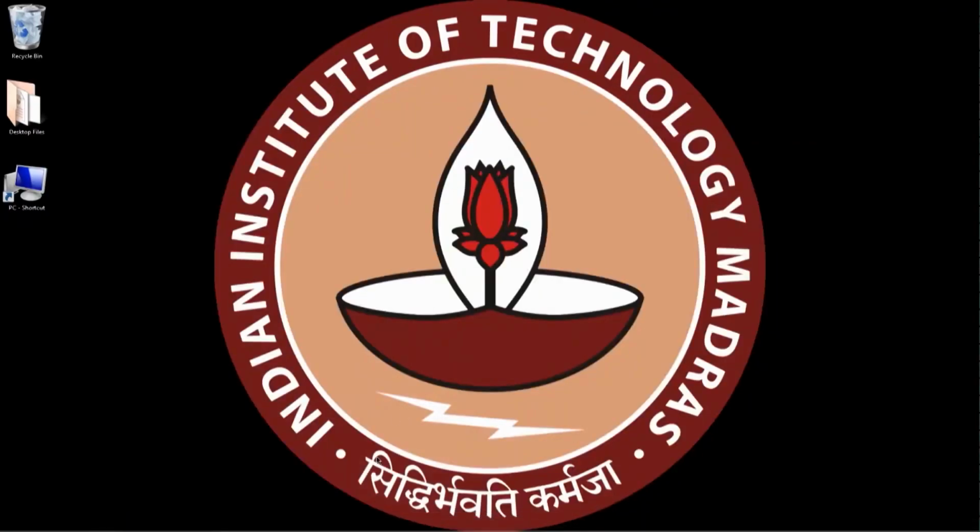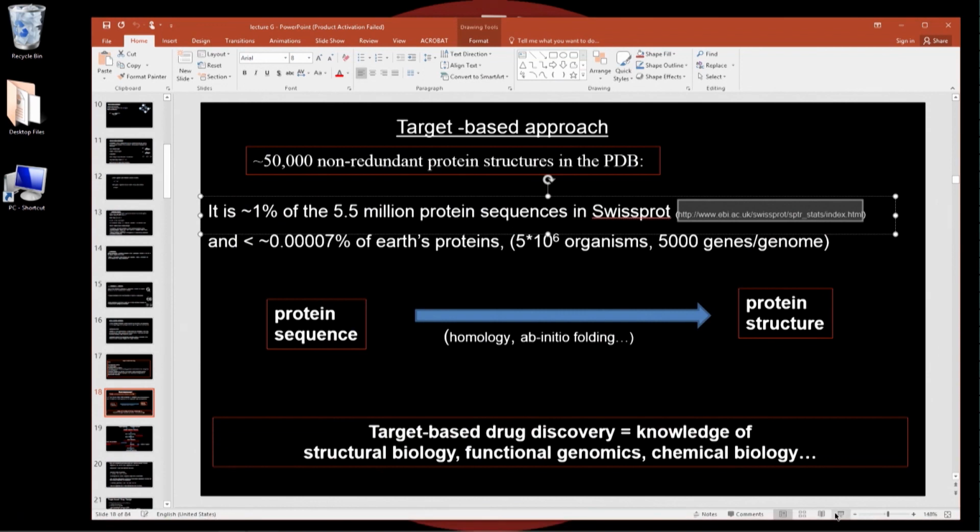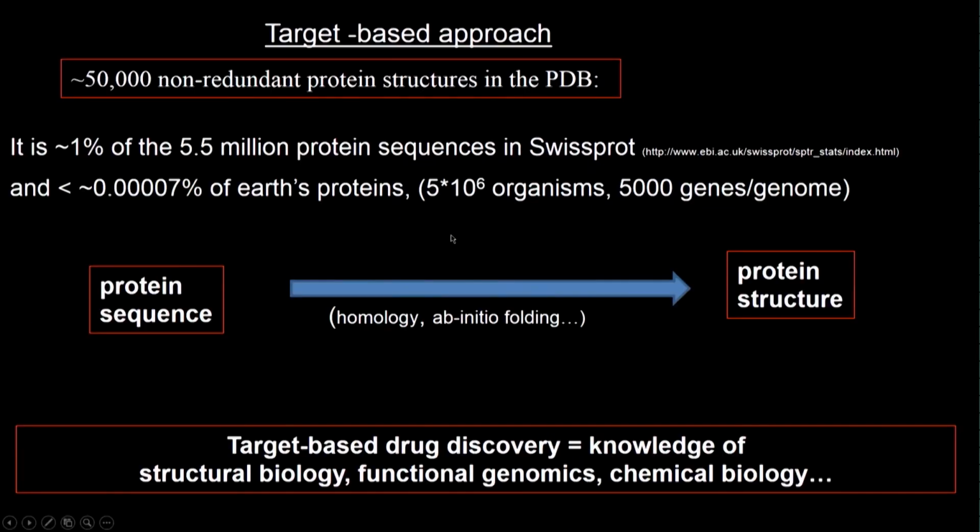So what it means is there are only 50,000 proteins with 3-dimensional structures in the protein data bank, but this Swiss Prot has almost 5.5 million protein sequences, that is 2-dimensional protein sequences, which is only 1%. So we still do not have the 3-dimensional structure of many proteins. Okay, and this number is only a very small amount of proteins on the earth.